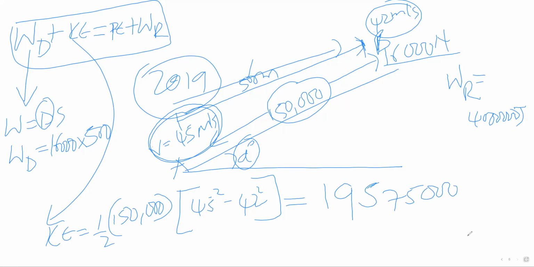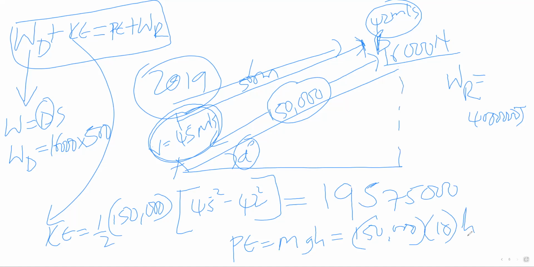What about potential energy? Well, potential energy is equal to mgh. Okay, so m is 150,000. What is g? Remember, g, guys, is 10. h is what we have to find. Remember, h is this h here. We need to find it.